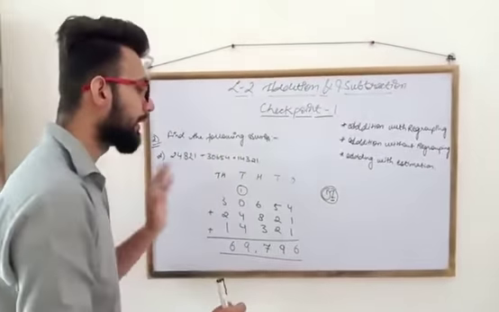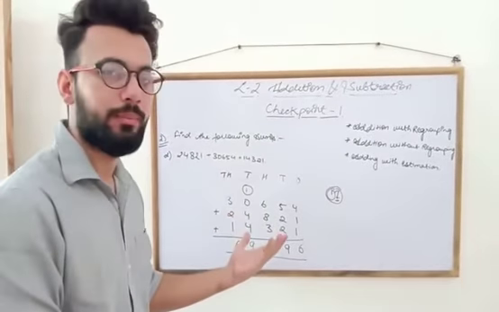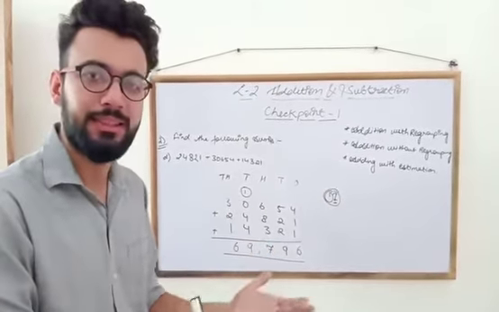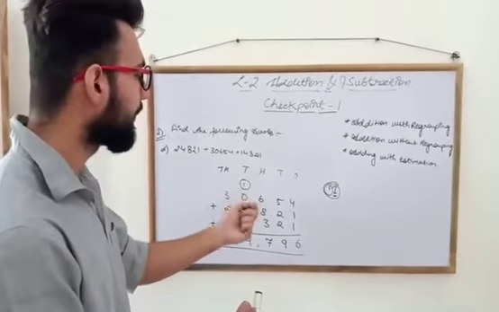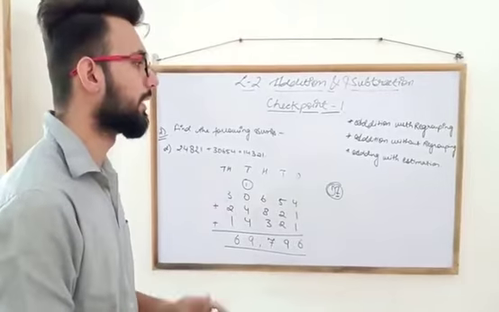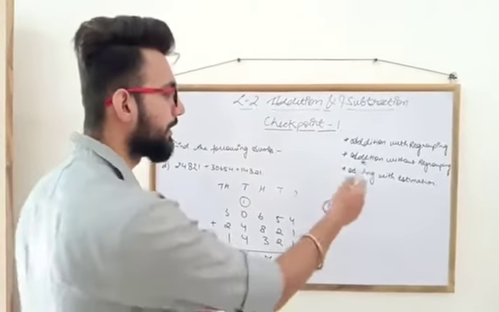So basically students, regrouping involves carrying forward the number. If the sum is exceeding the number 9, then we carry the number to the next place. This is what regrouping is. Let's move to the second topic, that is without regrouping.